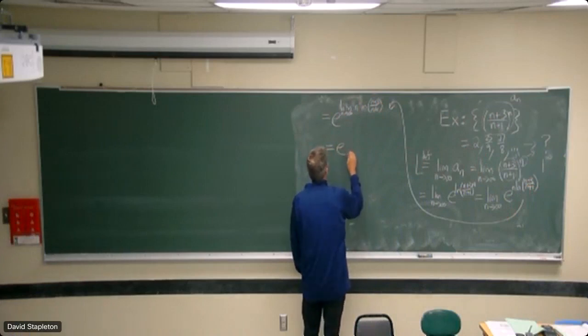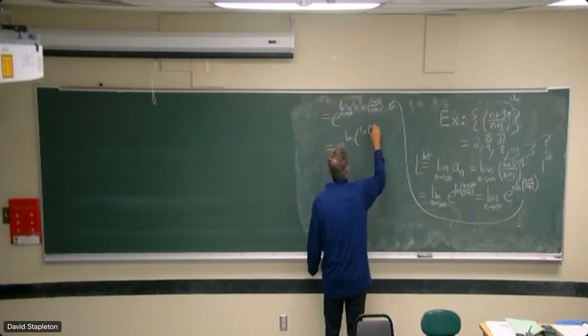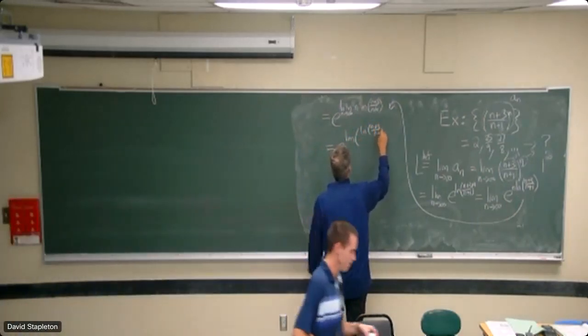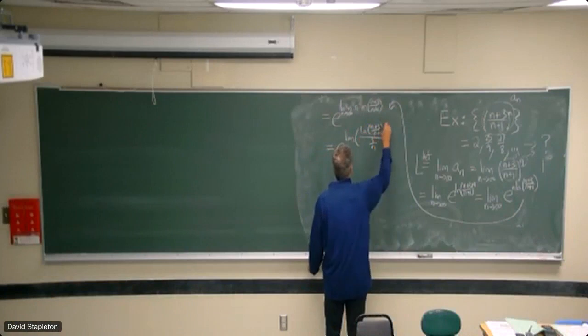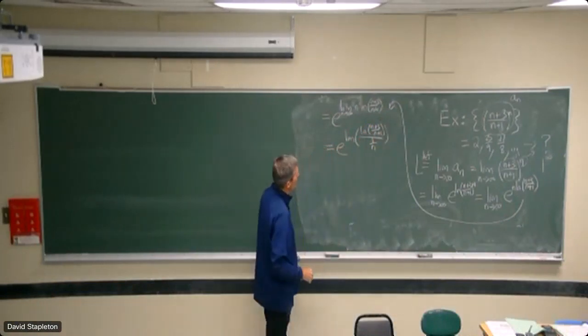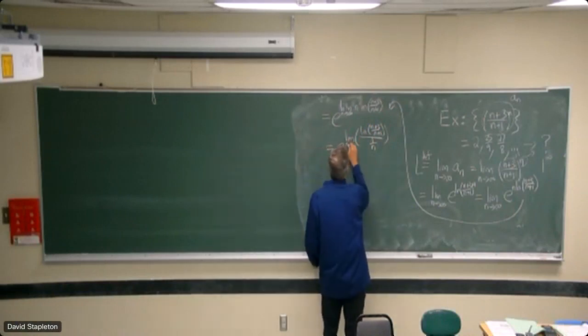Suppose we write this as e to the limit of ln of n plus three over n plus one, over one over n. So that's the same thing, but now it's written as a quotient. In this quotient, as n goes to infinity, one over n is approaching zero, because one over bigger and bigger numbers approaches zero. And n plus three over n plus one approaches one, and ln of numbers getting closer and closer to one approaches zero.